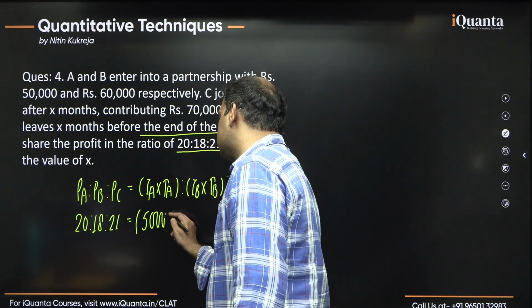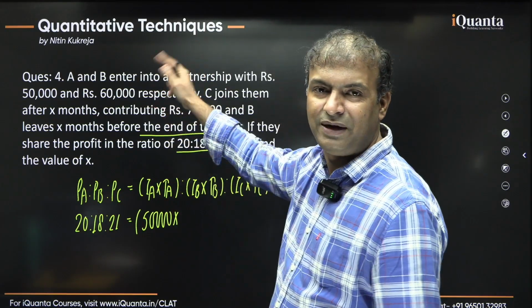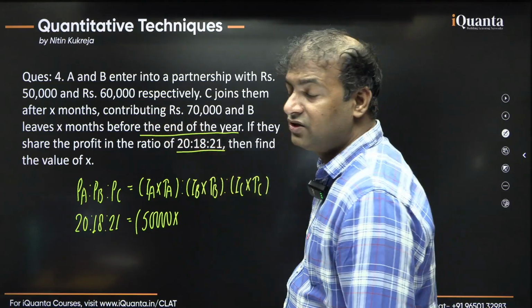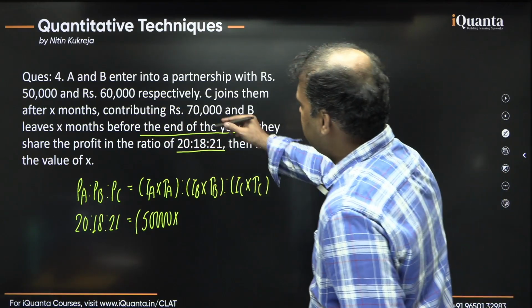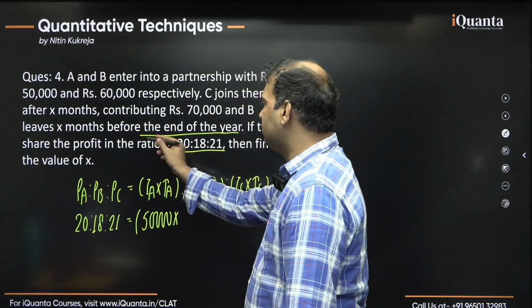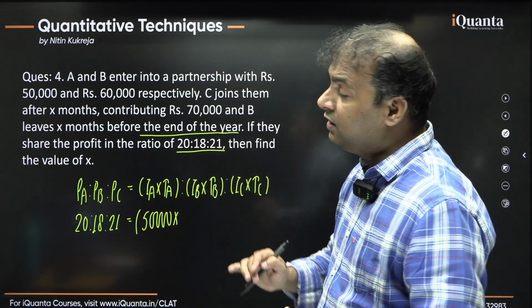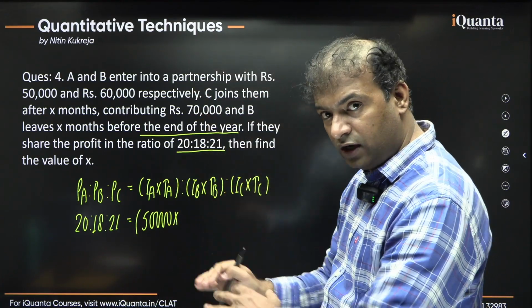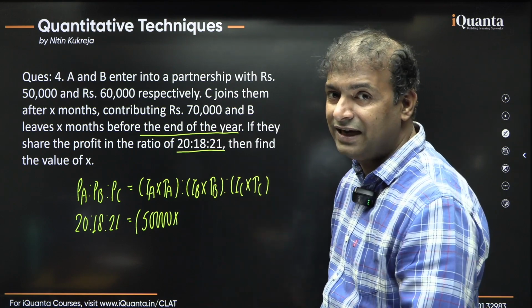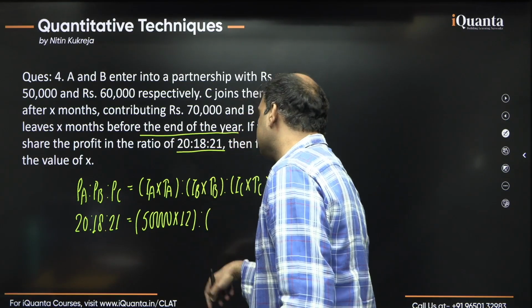The investment of A is 50,000. What about the time period? That's the main key, right? Because X also is a part of the time period in this question, right? So guys, A started, in fact A and B both started since the beginning, right? And the profit is given till the end. But what happened in between? Okay, nothing happened with A, right? A started since the beginning and worked in the business till the end. So A was in the part of the business for the whole 12 months, right? What about B, guys?